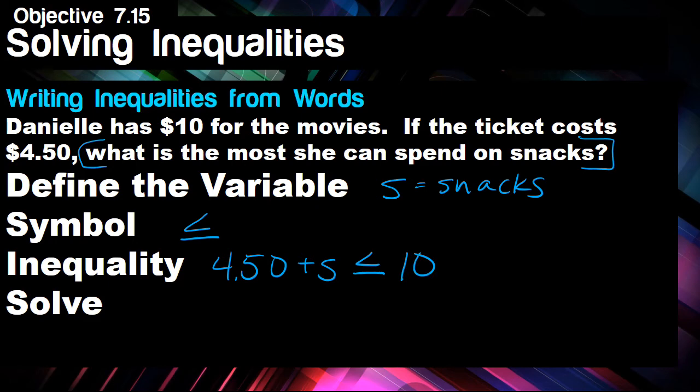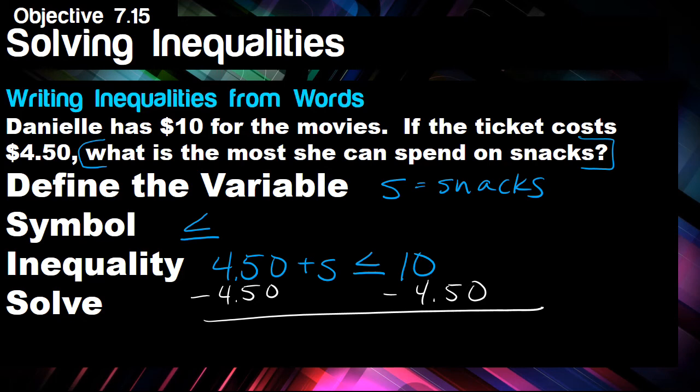And now let's go ahead and solve. If we subtract $4.50 from both sides, we bring down our S, we bring down our inequality sign, and then $10 minus $4.50 is $5.50. So what is the most she can spend? It's $5.50, but she can spend anywhere between 0, she can save her money and not buy any snacks, or she can spend up to and including $5.50.